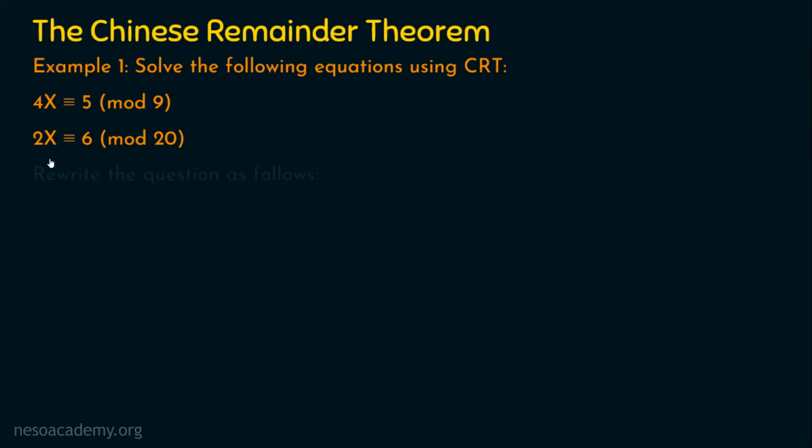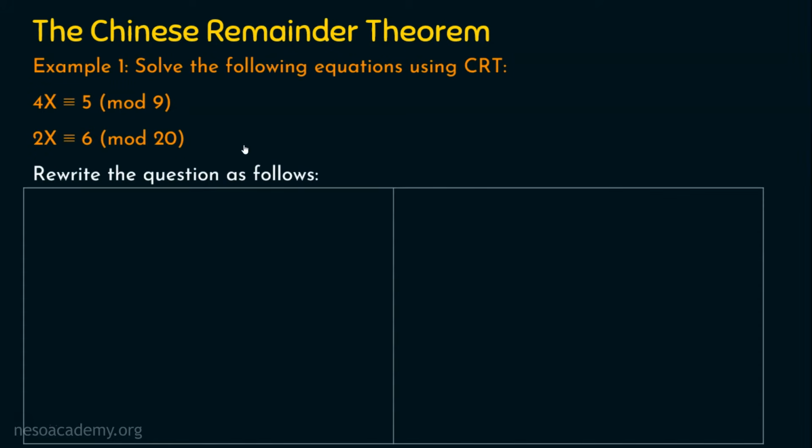Let's break the trick now. So we are going to rewrite the question as follows. We have 2 equations, right? So I'm going to take 2 columns. Let me place the first equation here and the second equation here. So here we want to make it as x is congruent to something mod 9. Here we are going to rewrite it as x is congruent to something mod 20.